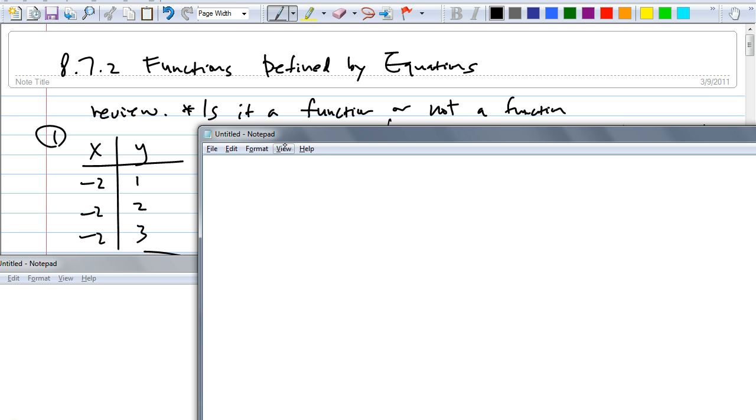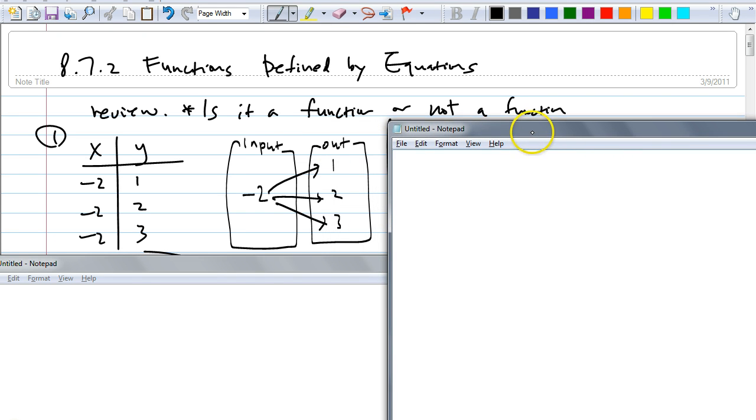So take a look at 1 here. I've got x, -2, y1, so -2, 2, and so forth. Another way of representing this would be something like this: you have the input box and output box. So, is this a function or not a function? Raise your hand if you think it's a function. Raise your hand if you think it's not a function. Very good. Why is this not a function?